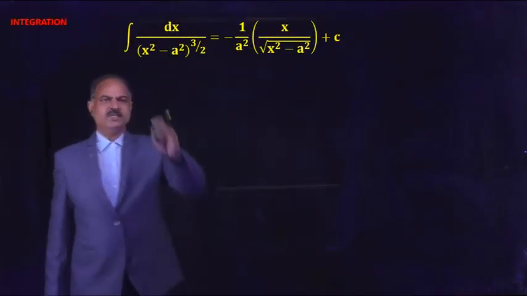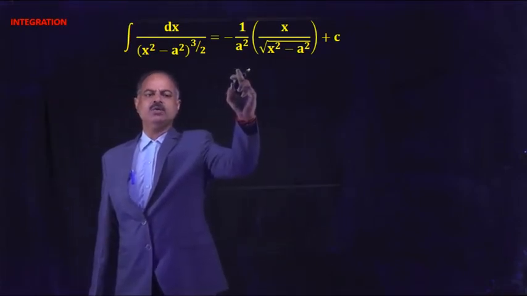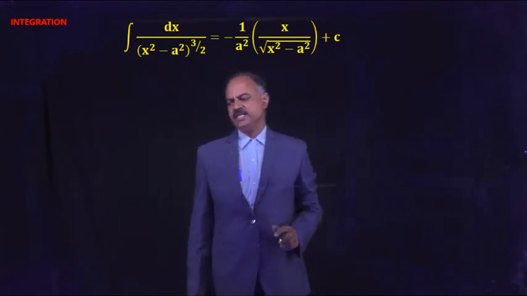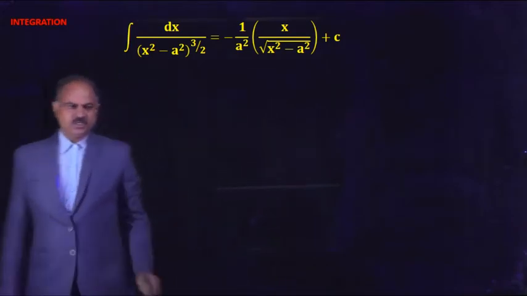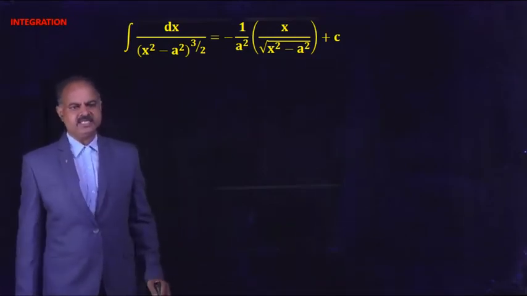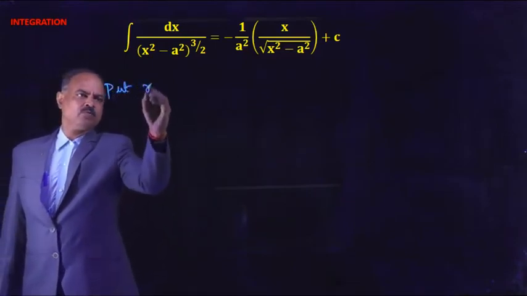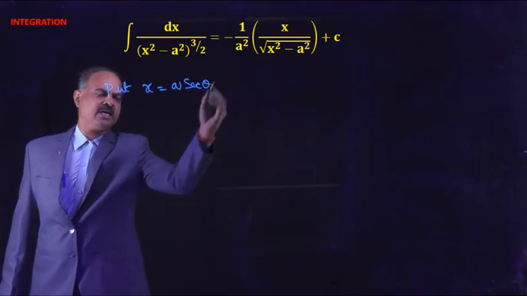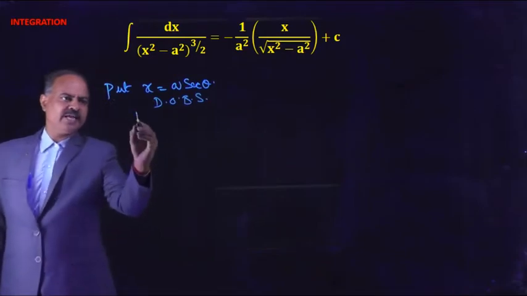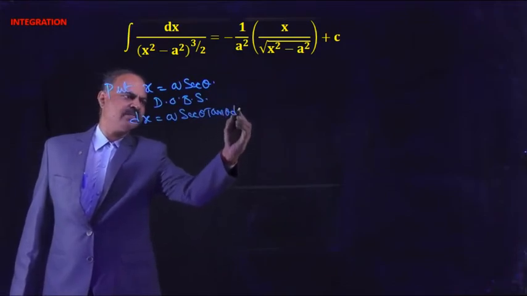Next formula: integral dx by (x square minus a square) whole to the power 3 by 2 equals minus 1 by a square into x by square root of x square minus a square plus integration constant c. We prove this formula by taking the substitution x equals a secant theta. Put x equal to a secant theta. Differentiate on both sides. dx equals a into secant theta into tan theta into d theta.